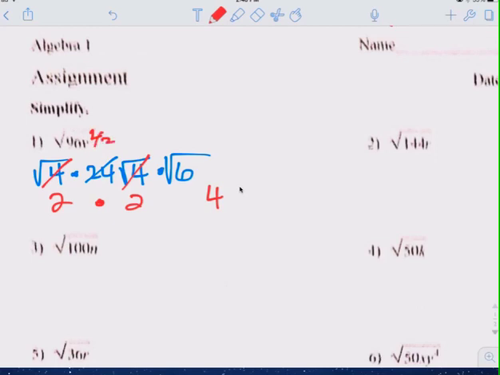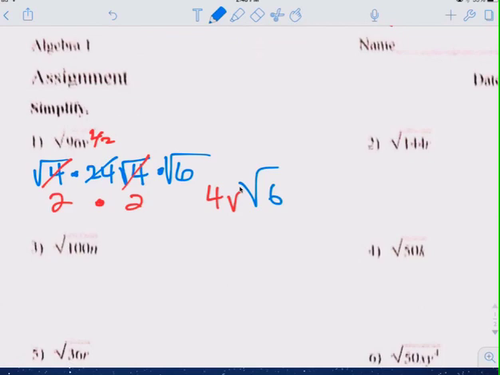Divide 2 by 2, you get 1, right? Is there any remaining? No. So it's just v, and there's nothing remaining in the square root of 6. There's no remaining. Okay? Got it?